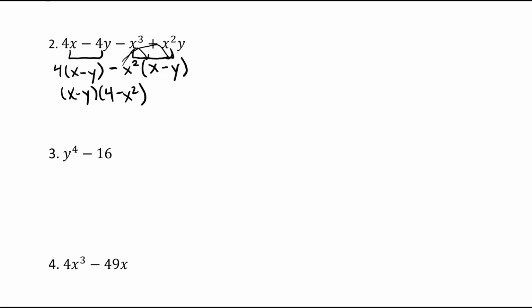And look what popped up again, a difference of squares. So we have x minus y times 2, right? Because 2 times 2 will give you the 4, plus x and minus x.